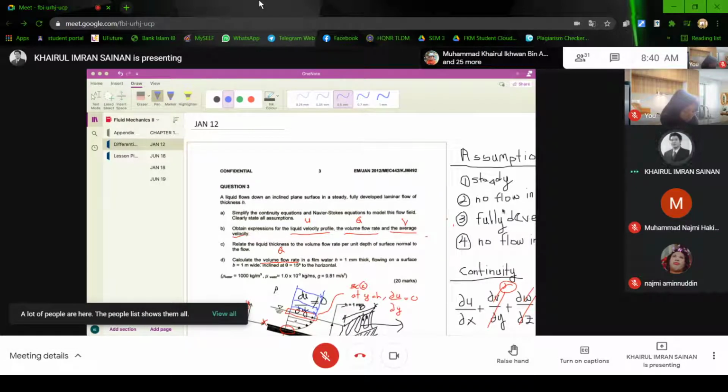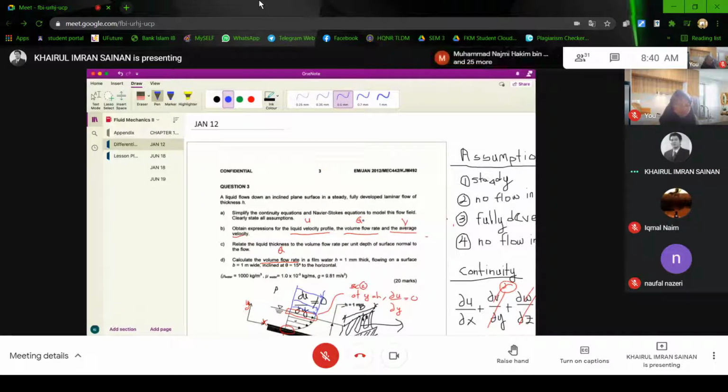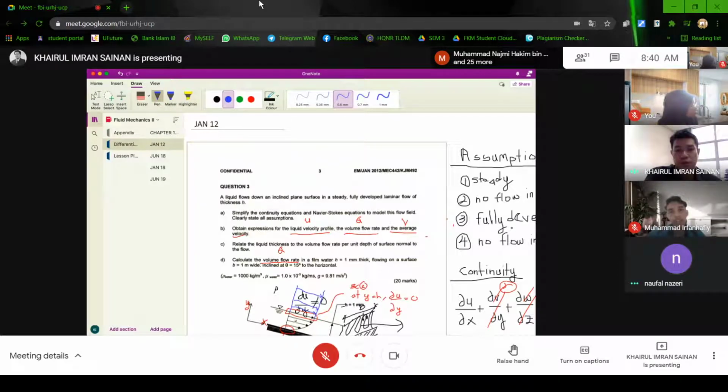Q equals to A multiplied with V, volume flow rate. Q equals to A multiplied with velocity. Okay.